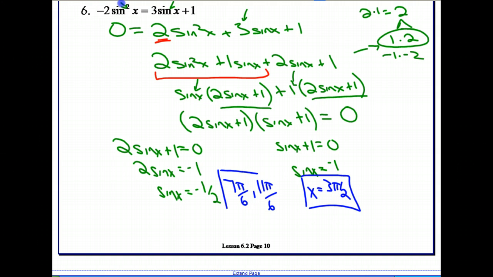So it was a quadratic. We could have gotten 4 answers. We only got 3 because, again, that 1 or that negative 1 only gives us 1 answer. So 3 solutions to this: 7 pi 6, 11 pi 6, and 3 pi halves.